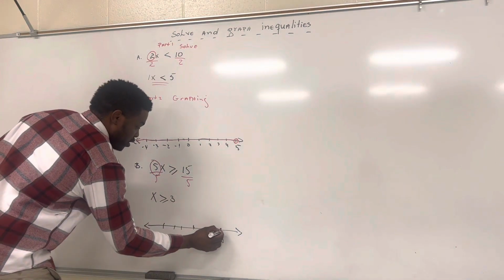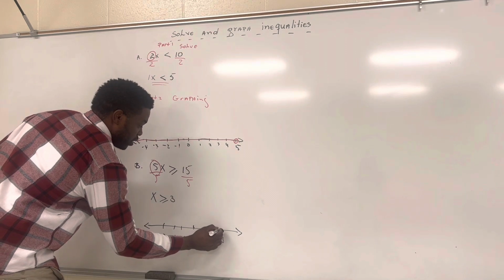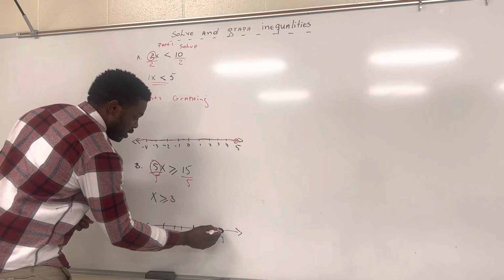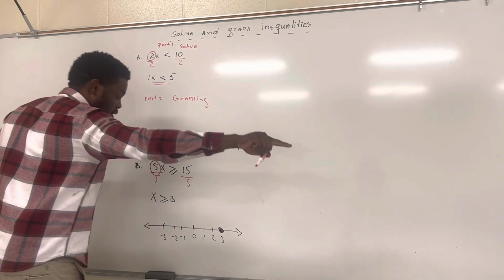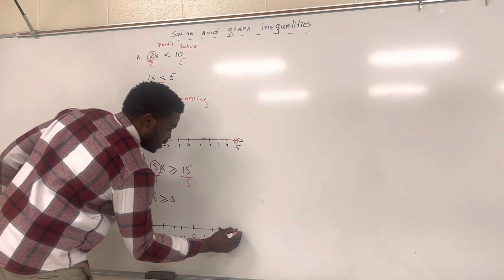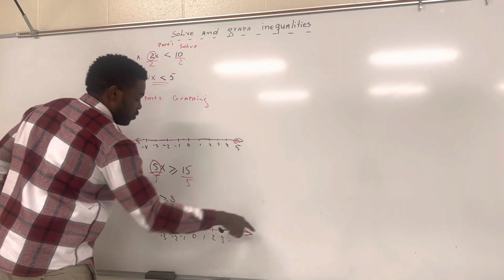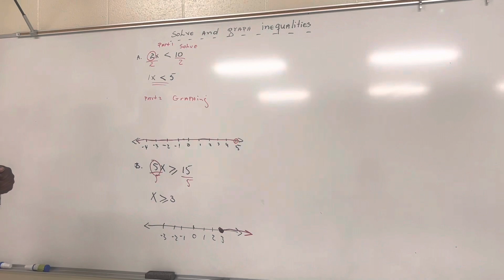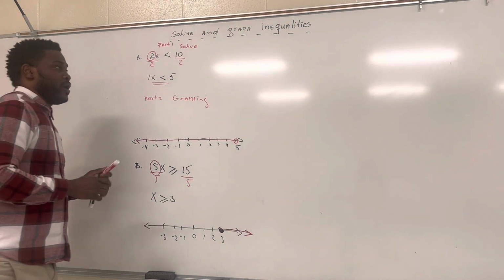Meaning that we start at 3 here, where we put a solid dot. Remember, when it's included, you put the solid dot, and since it's greater than, it's going to the right. Meaning that x can take all the values from 3 to all the values on the right of 3. So this is one step.